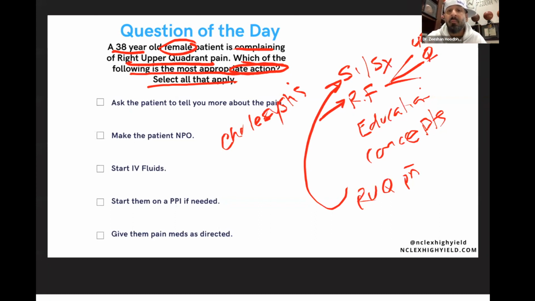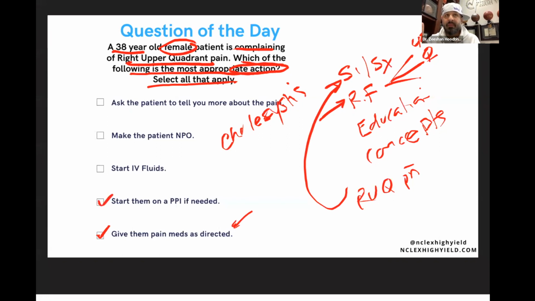But we also talk about therapeutic communication. Therapeutic communication is three words: tell me more. So what do I say to this patient? I start from the bottom using the method and give them pain meds as directed. If I've been told by an HCP to give them pain meds as directed, would I give it to them as directed? Of course, absolutely I would. Would I start them on PPI if needed? Yeah, if I've been ordered to, for sure.